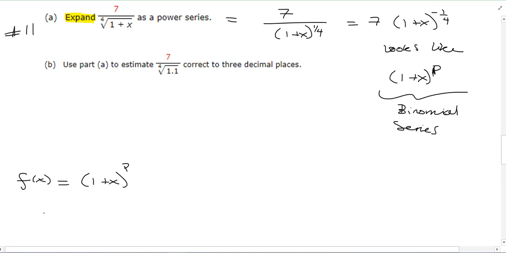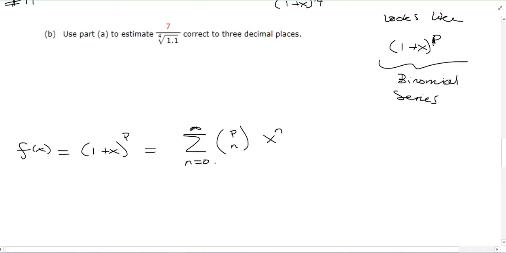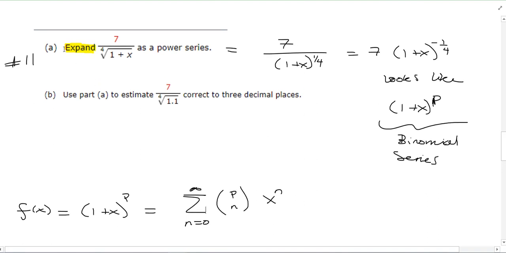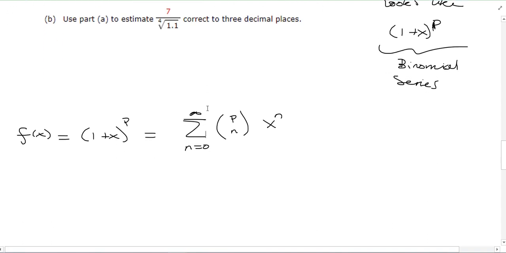So what does this look like? Well, the binomial series we talked about is p choose n times x to the n, from n equals 0 to infinity. But what does the expansion look like? In this problem, we want to expand. So we're going to say 1 plus x to the p is equal to, when n is 0, you end up with 1.